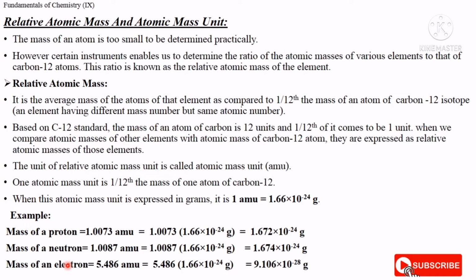And in the same way, the mass of an electron is 5.486 into 10 raised to power minus 4 AMU. As we convert atomic mass unit into grams, one atomic mass unit is equal to 1.66 into 10 raised to power minus 24 gram, and multiplying them we get the answer 9.106 into 10 raised to power minus 28 grams.